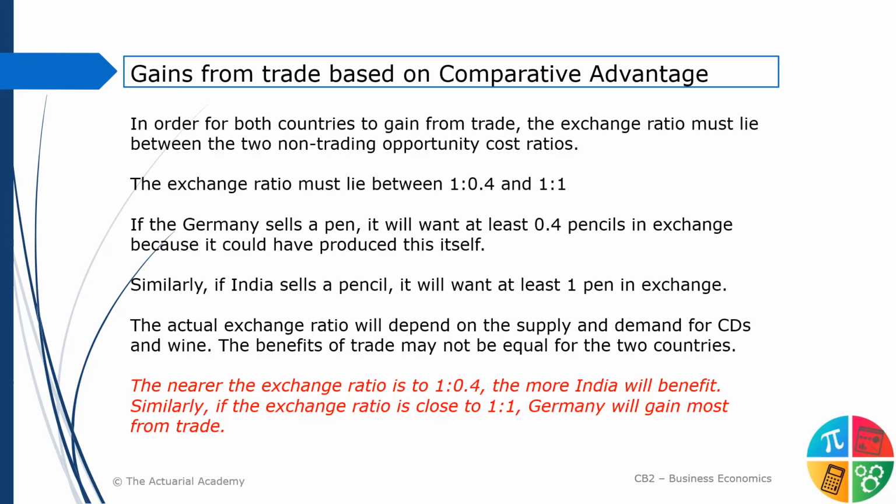Now, just elaborating that example which I just gave, if Germany sells a pen, means exports a pen, it would at least want 0.4 pencils in exchange, because it could have produced this itself. Again, this is in technical terms. I explained it to you in much better terms in Hindi, so you might have understood this already. Similarly, if India sells a pencil, it would at least want one pen in exchange, because it could have manufactured that itself. Once is zyada mila, 2.5 mila. That is the best deal India could ever get.